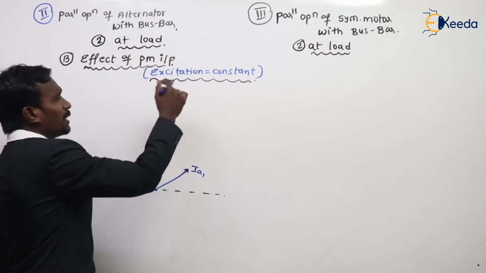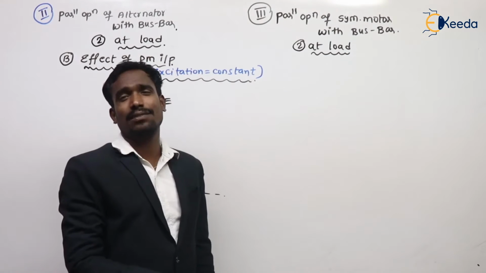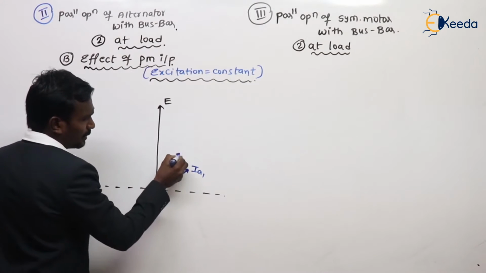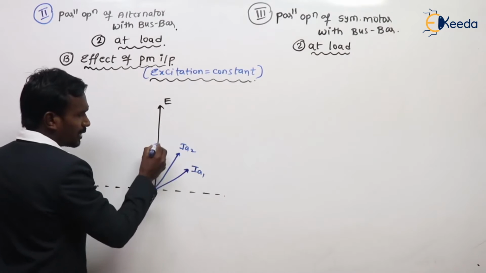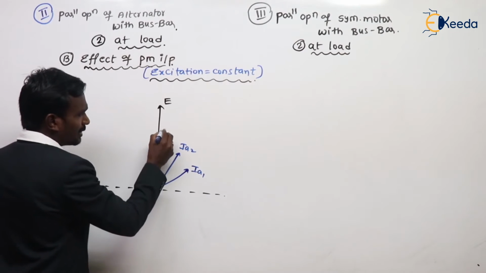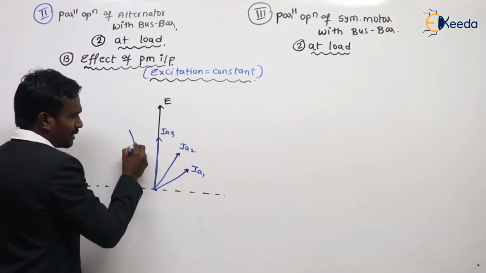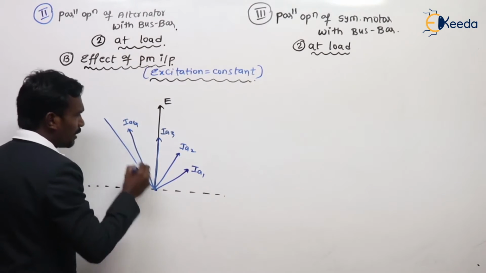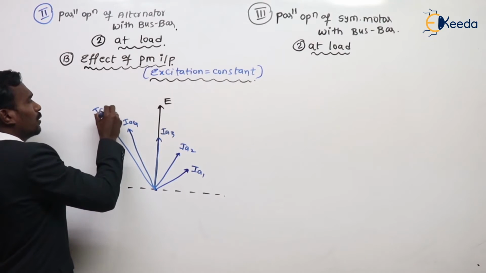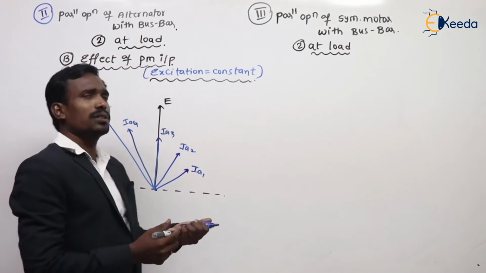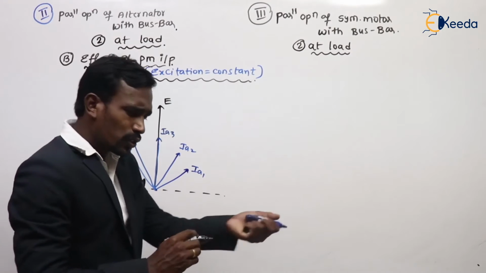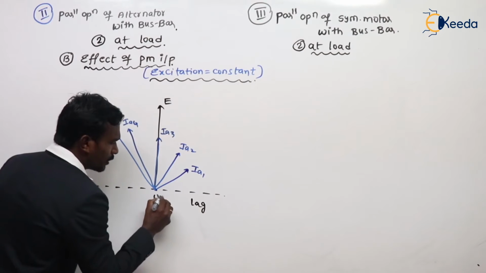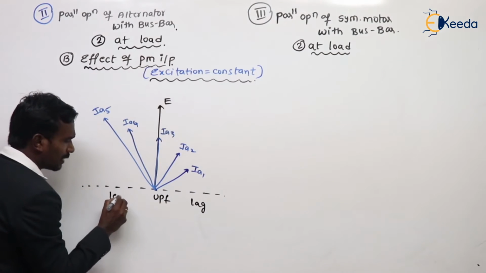Then the prime mover input or load increases. When load increases, IA increases again. For example, this is IA2. It still increases, this is IA3. Again it increases, this is IA4. Again it increases, this is IA5, when the load and prime mover input increase. So initially it is operating at lagging, then at unity power factor, then at leading.